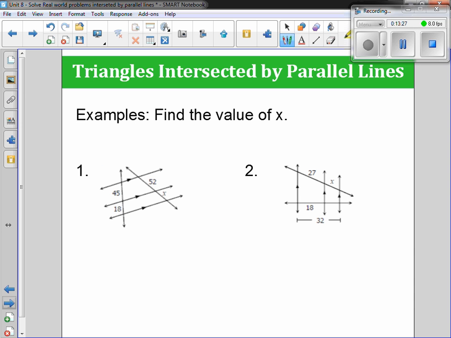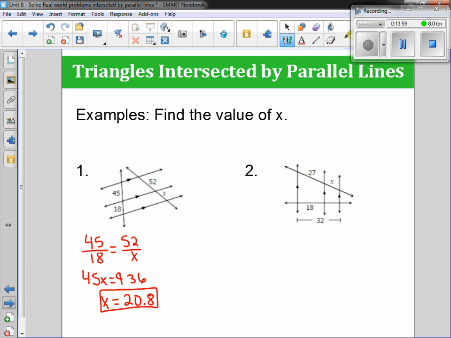So here I know that the lines are parallel. So in number 1, I have all of my individual segments. So I'm going to set up my proportion of 45 proportional to 18 and 52 proportional to X. When I cross multiply, I have 45x is equal to 936. And I divide by 45, and I find out that x is equal to 20.8.